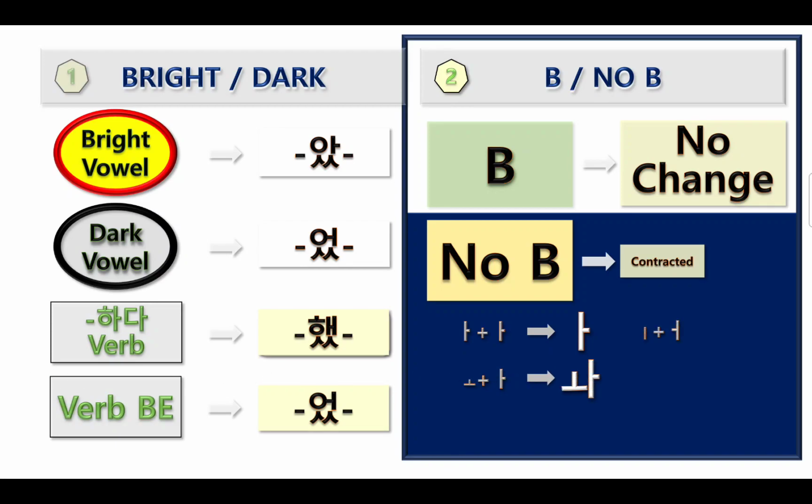와. And 이어, and then 우어, 워. Okay, and ㅡ is dropped. Same, ㅡ is dropped. So let's see the contraction one by one.